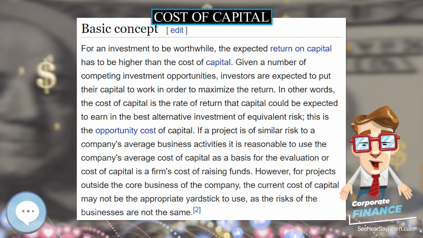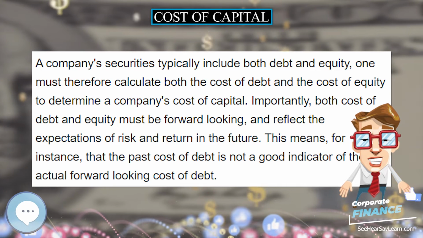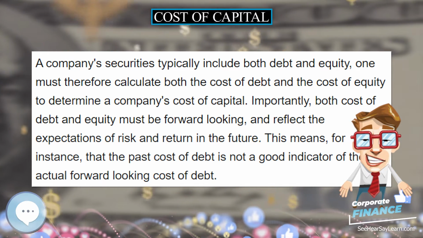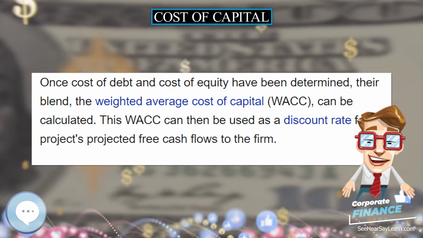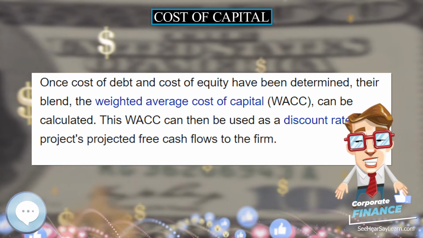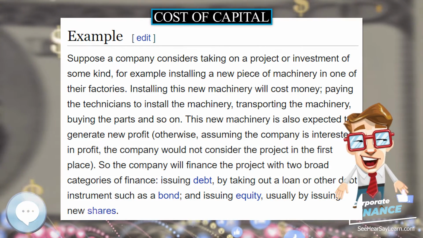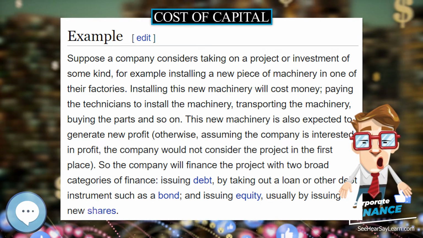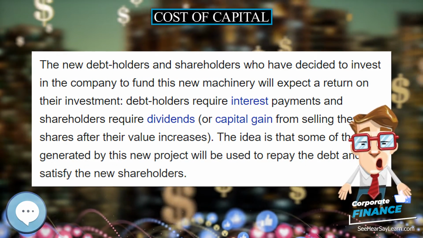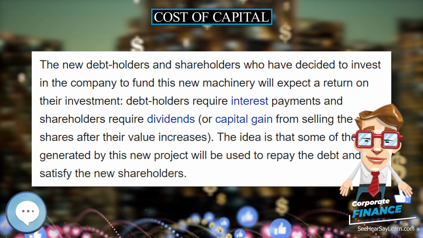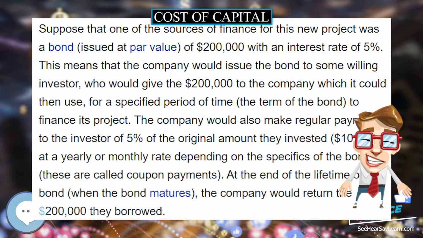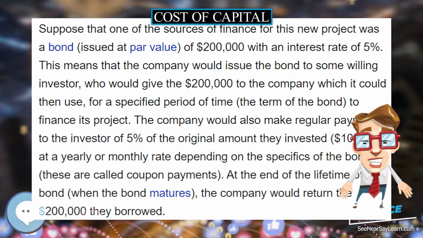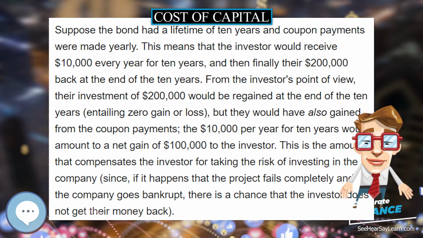Debt holders require interest payments and shareholders require dividends, or capital gain from selling the shares after their value increases. The idea is that some of the profit generated by this new project will be used to repay the debt and satisfy the new shareholders. Suppose that one of the sources of finance for this new project was a bond, issued at par value, of $200,000 with an interest rate of 5%.